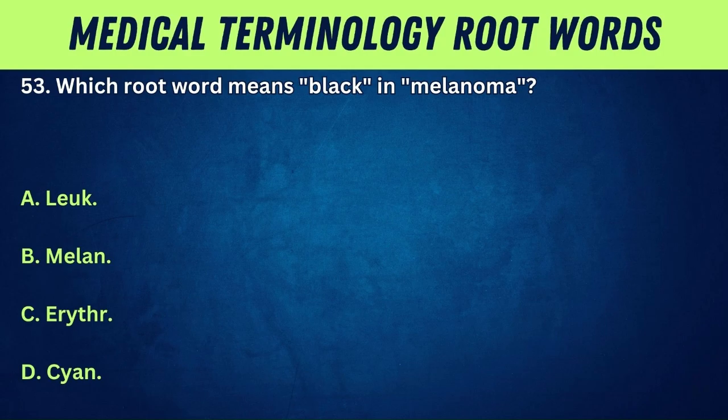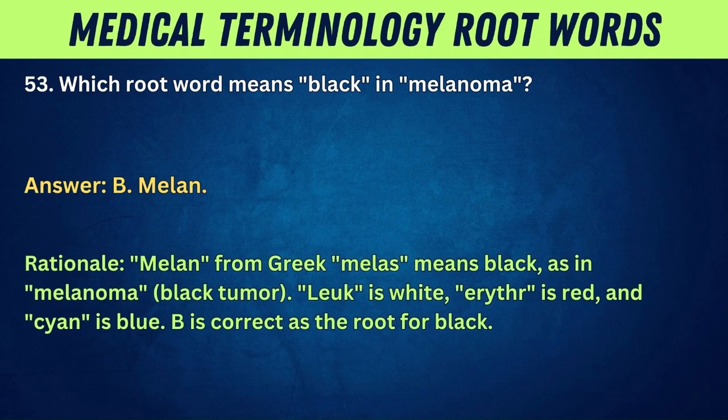Eryther. D. Cyan. Answer: B. Melon. Rationale: Melon from Greek melos means black, as in melanoma, black tumor. Leuc is white, eryther is red, and cyan is blue. B is correct as the root for black.